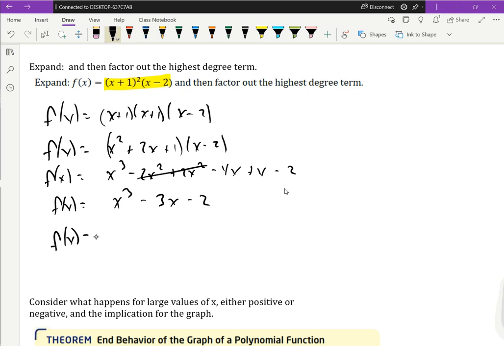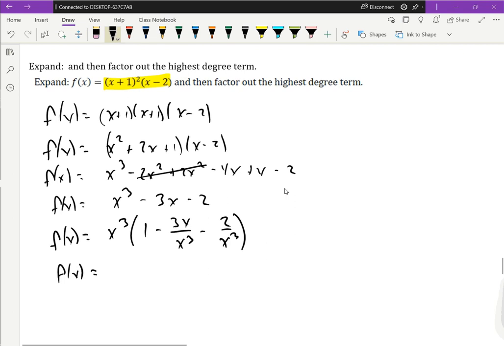Now what I want to do is factor out this leading term here, which is x cubed. So if I divide everything by x cubed, I get a 1, because 1 times x cubed gives me back x cubed. Then if I factor out x cubed from these others, really one way to think about this is dividing each of those by x cubed. So as we take a look at that just a little bit further, this is x cubed times 1 minus 3 over x squared minus 2 over x cubed. So really all I did was simplify this piece here.